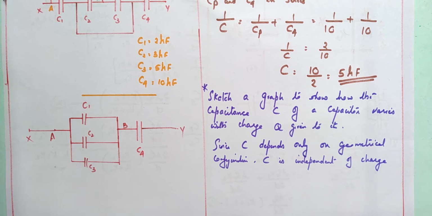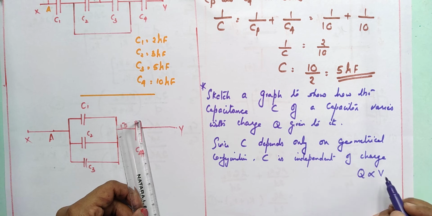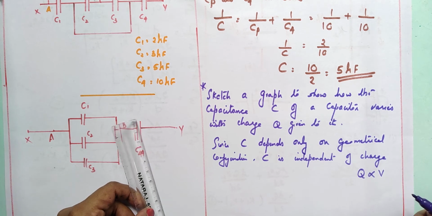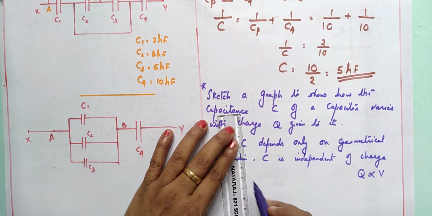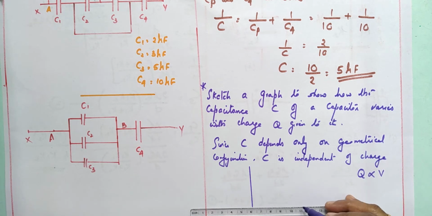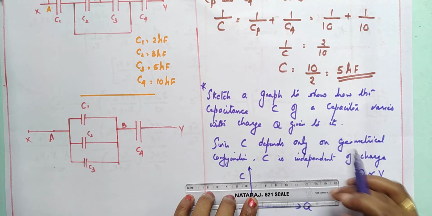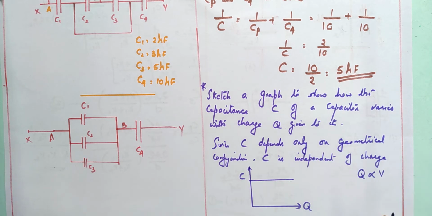Otherwise, we can say, as charge increases, what happens to capacitance? What happens to potential difference? It increases, because Q is directly proportional to V. As charge increases, potential difference increases. Therefore, capacitance remains constant. So this is the graph. The graph is plotted with charge along the x-axis and capacitance along the y-axis. Does the capacitance depend on charge? No. So the graph is a straight line.